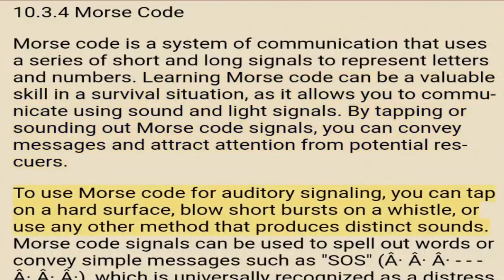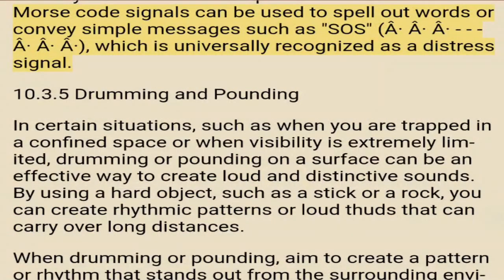To use Morse code for auditory signaling, you can tap on a hard surface, blow short bursts on a whistle, or use any other method that produces distinct sounds. Morse code signals can be used to spell out words or convey simple messages such as SOS, which is universally recognized as a distress signal.